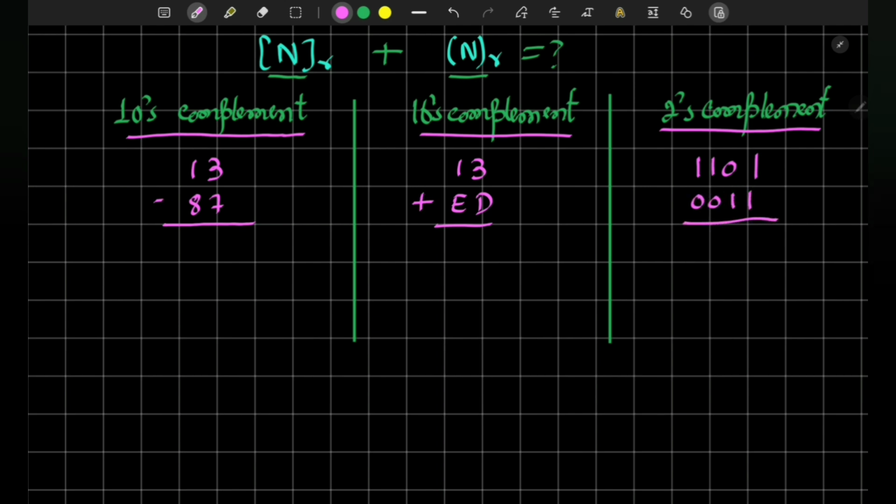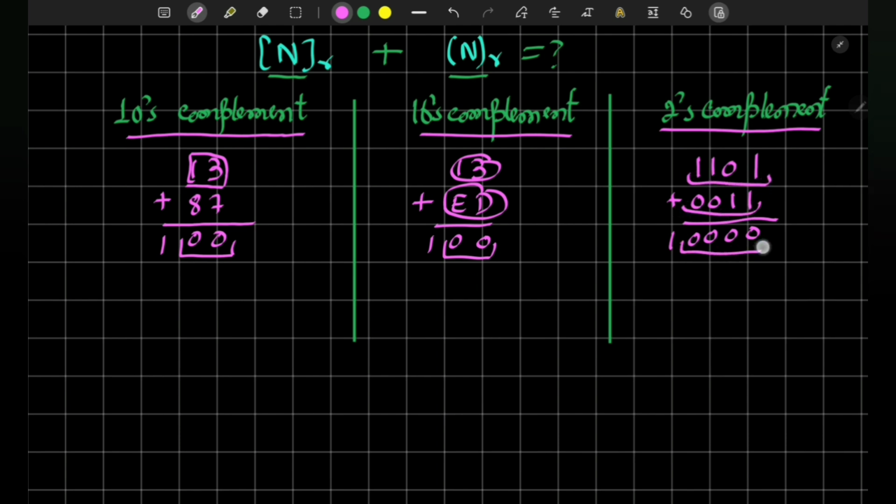What we find is that the addition of all these numbers gives 100 here, 100 here, and 10000 here. We can see that 2 digits added to 2 digits, we get the result as 2 digits, if we ignore the carry. Again 2 digits added to 2 digits give 2 digits. And 4 digits added to 4 digits, the result is 4 digits. So we can see the result is 0 if we ignore this most significant digit.